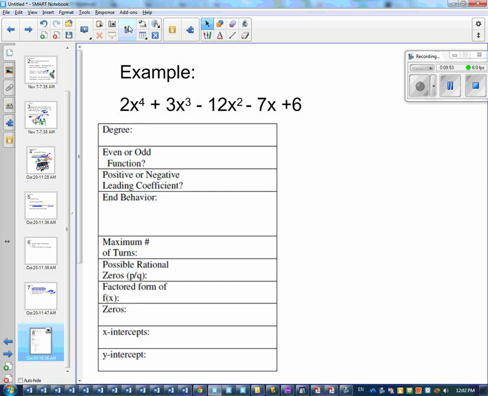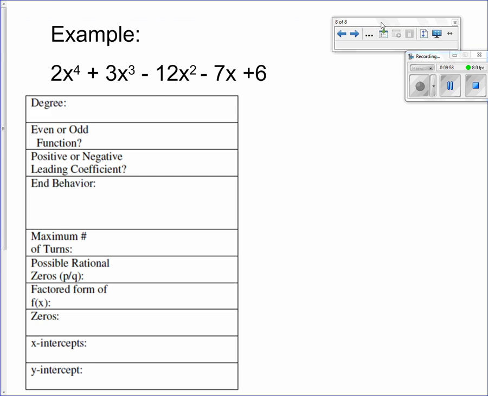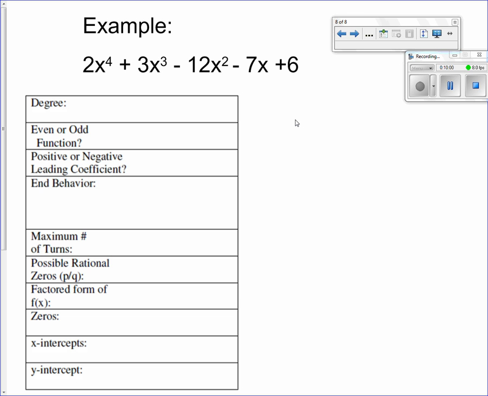Okay, so we have an example here. Y equals 2x to the 4th power plus 3x cubed minus 12x squared minus 7x plus 6. This is a function, so it should say f of x equals in front of it. Okay, so we're going to use this chart to help us analyze this function.